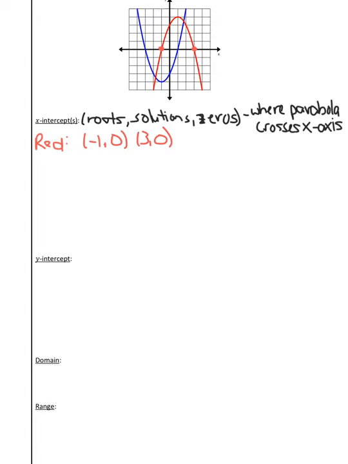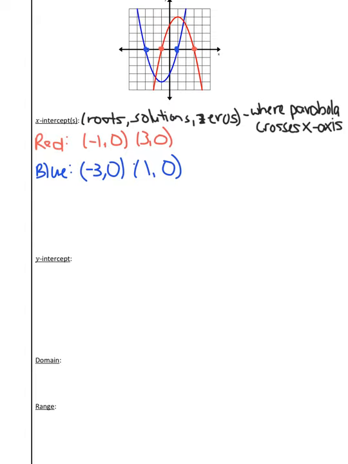And then the blue one also has x-intercepts. So I see an x-intercept here, and I see an x-intercept there. So for the blue parabola, my x-intercepts are -3, 0, and 1, 0. Those are the two x-intercepts. Now these two parabolas both have two x-intercepts.